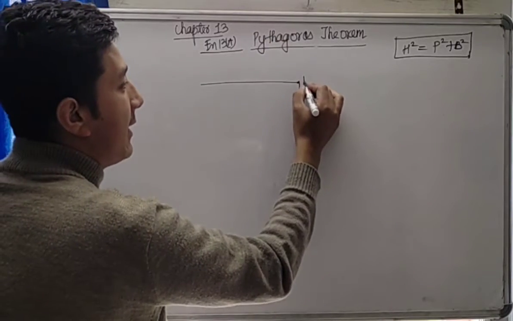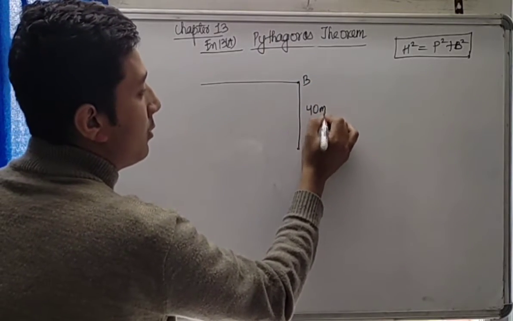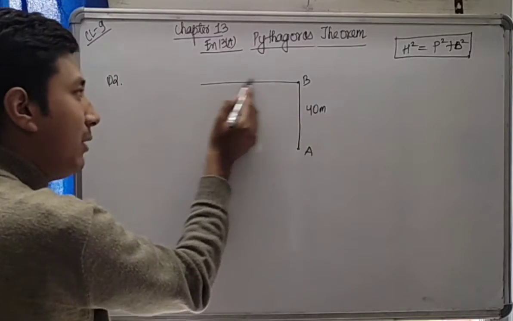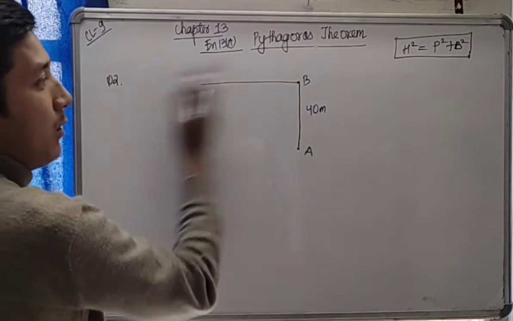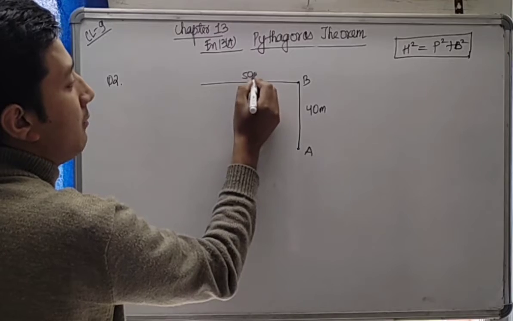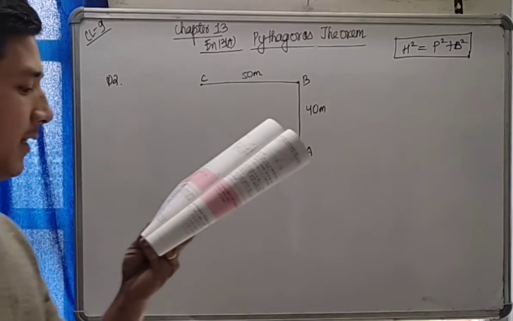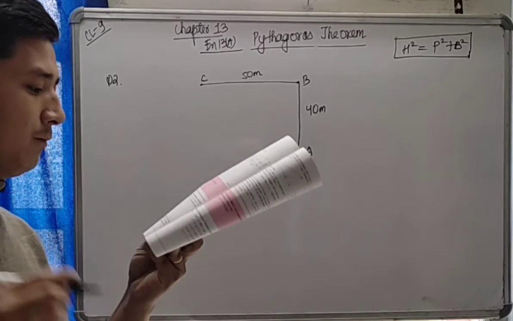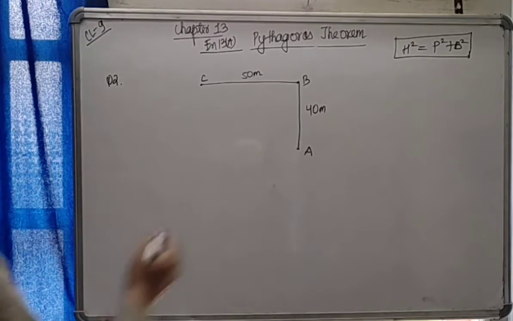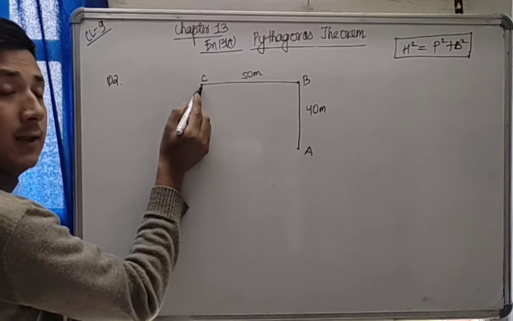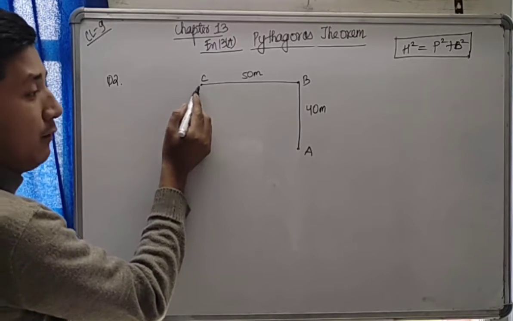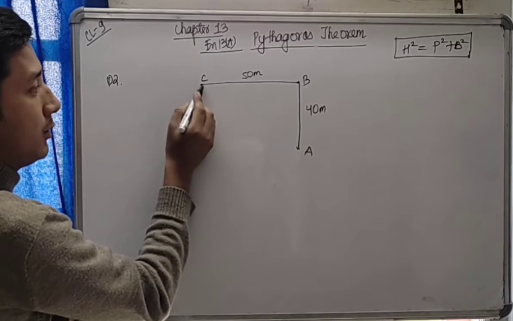I take it as B. 40 meter towards north and then 50 meter towards west. So west is this side. This is 50 meter. Let's take it as C. The question says, find his distance from the starting point. So he started from here and he finished at this point. So we need to find the distance from here to here.